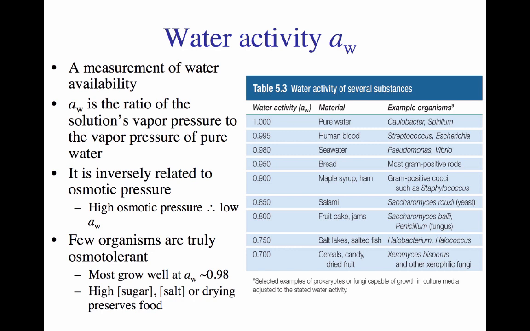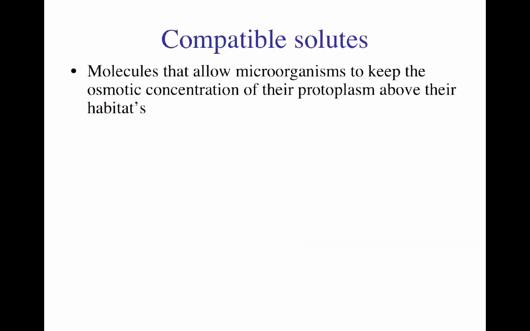So very few organisms are osmotolerant. For example, Halobacterium are bacteria that are able to grow in super salty lakes because they have mechanisms to control the osmolarity and therefore not swell when the water activity is reduced to 0.75. So let me take a look at the issue of compatible solutes.